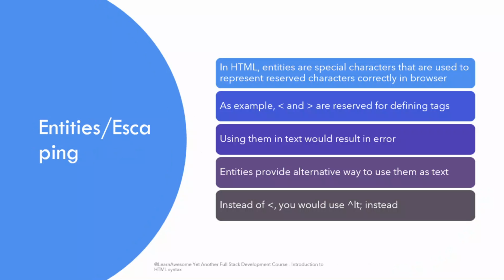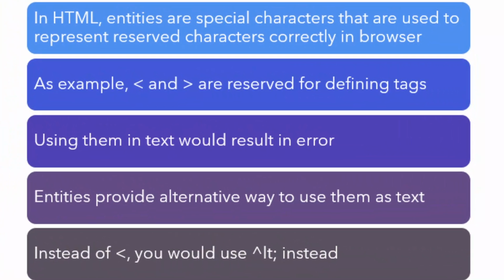All right, let's go over some other key vocabulary or concepts regarding HTML documents, which would come in handy later on, starting with entities or escape characters. So in HTML, entities are special characters that are used to represent reserved characters correctly in the browser. As an example, angle brackets are part of HTML syntax since they are used to define a tag, and hence cannot be used in text content as is. So there are special alternatives provided in HTML to use them in text.